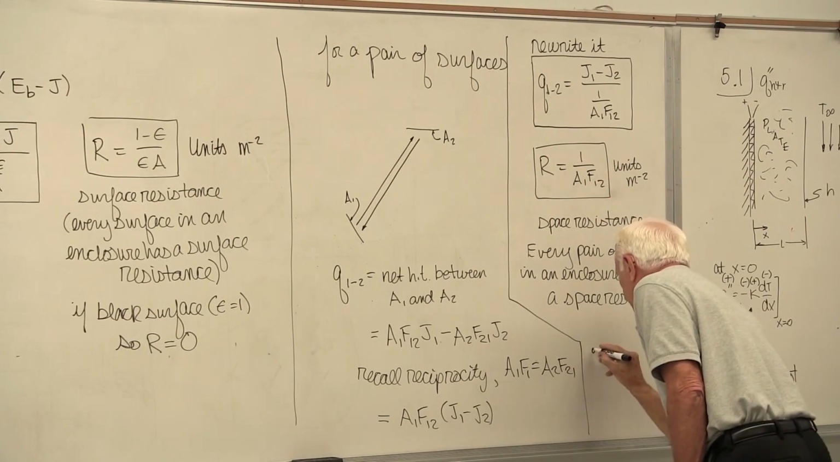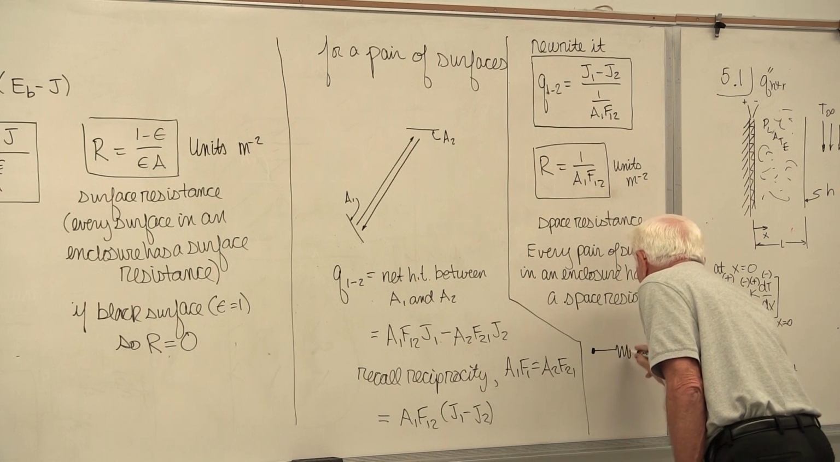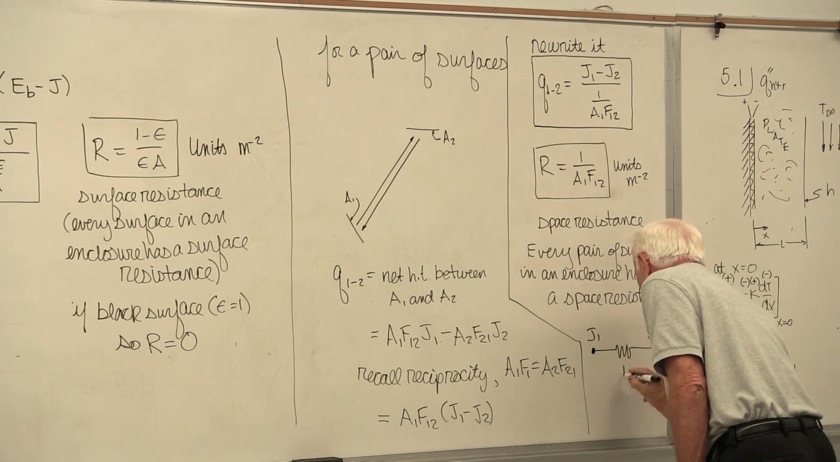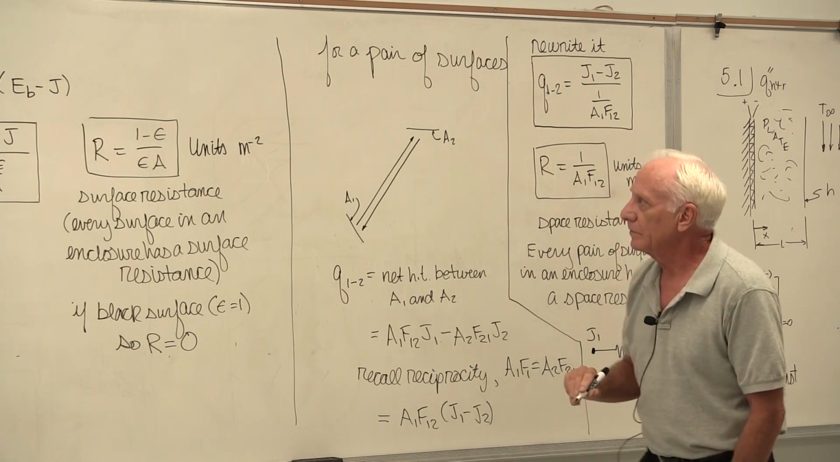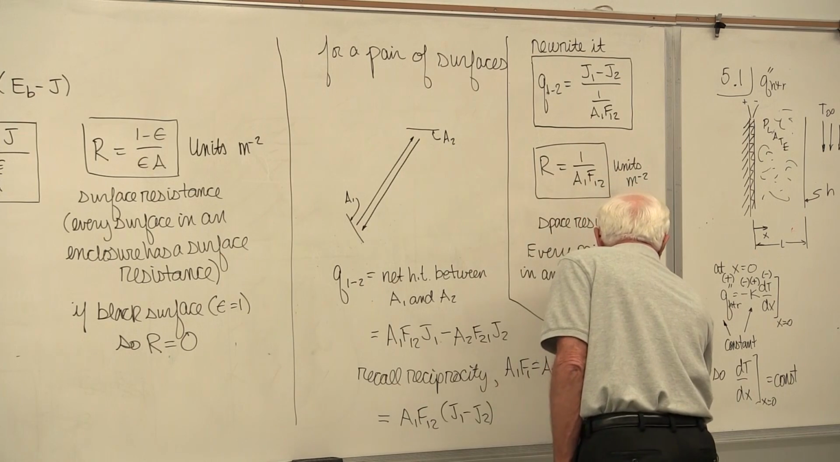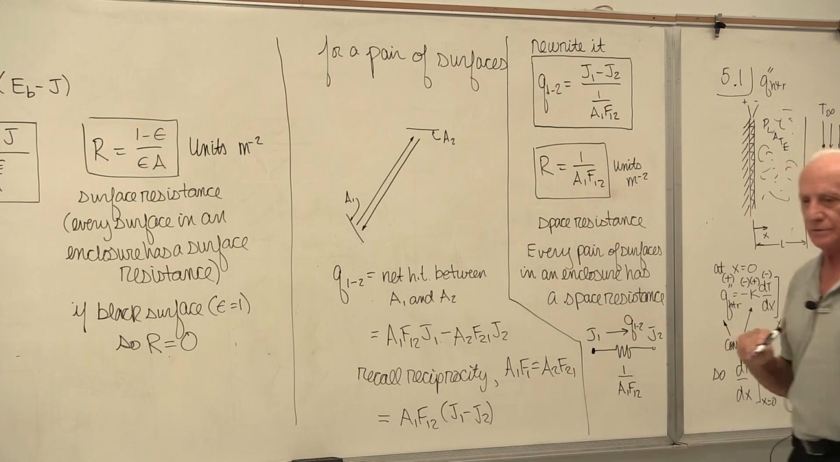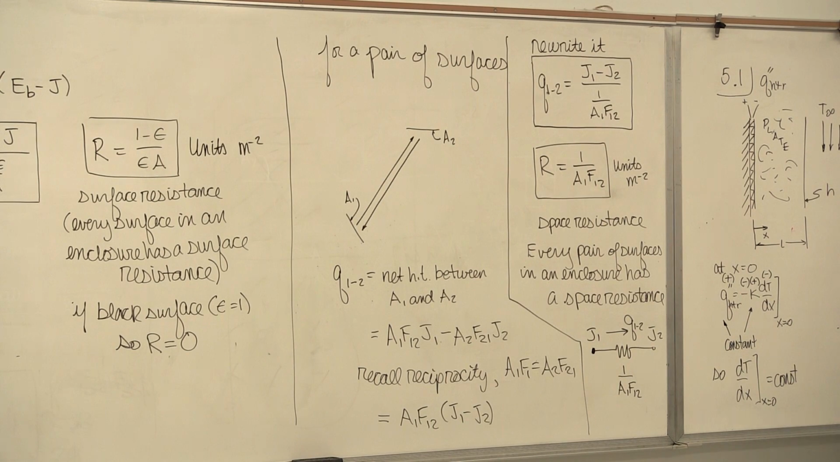If you want to do it graphically, here's the resistance. Here's J1. Here's J2. 1 over A1 F12. And this is going to be Q12. So there's how it looks.